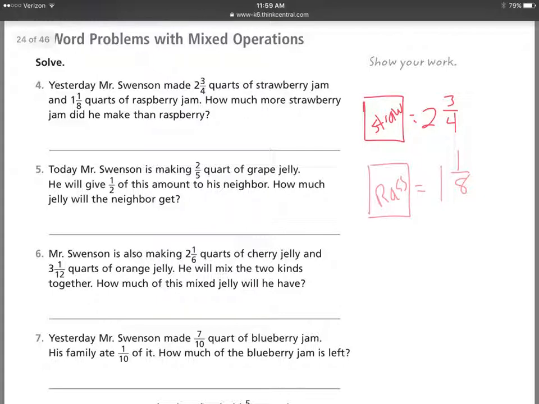The question clearly states how much more strawberry jam did I make than raspberry jam. And I can look at how much strawberry jam I made and clearly see that I've made more than I have raspberry. If I want to know how much more, those are some keywords that typically mean to do what? Subtract. So what we're going to do is subtract this problem. I've already lined it up, luckily.